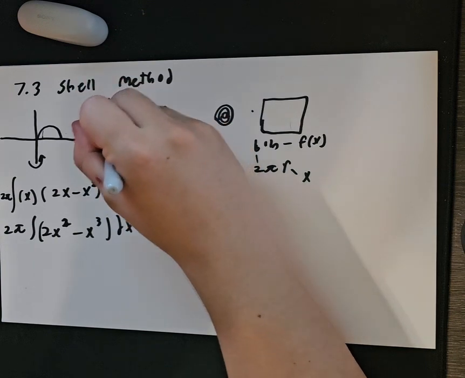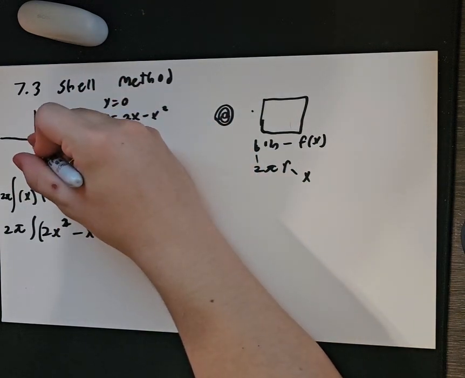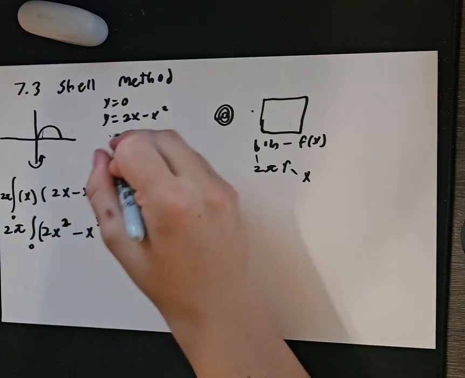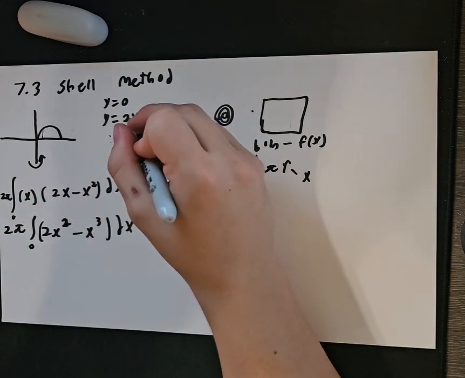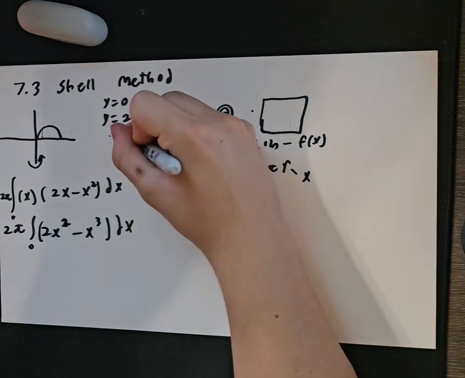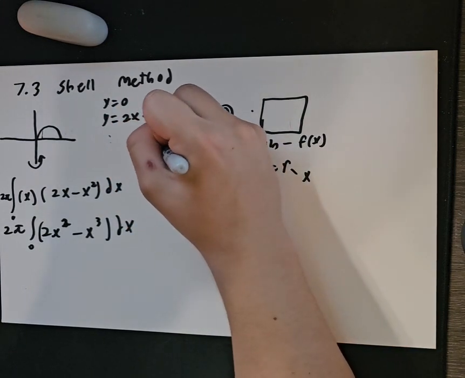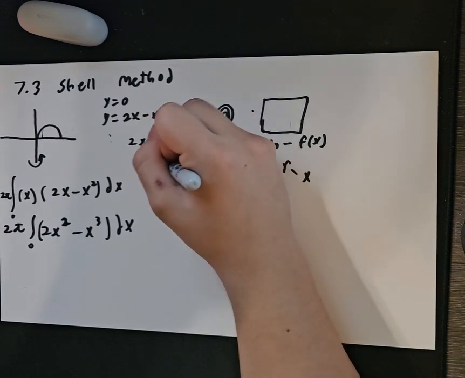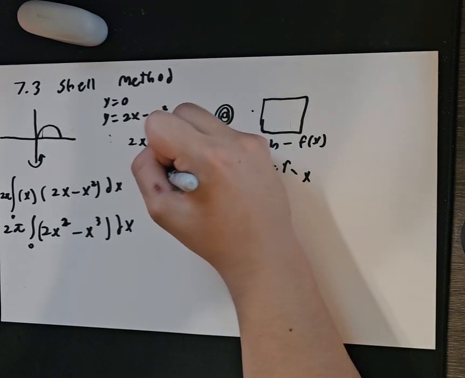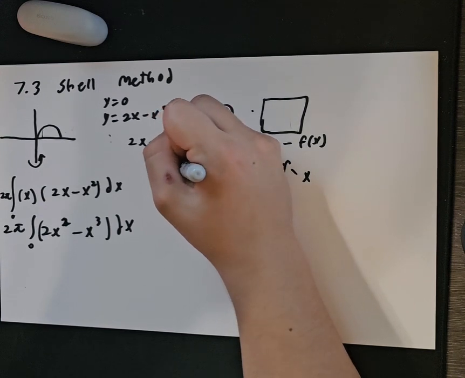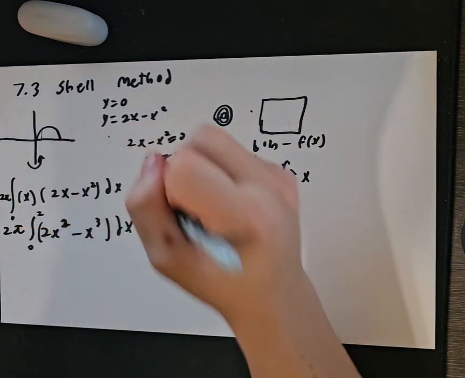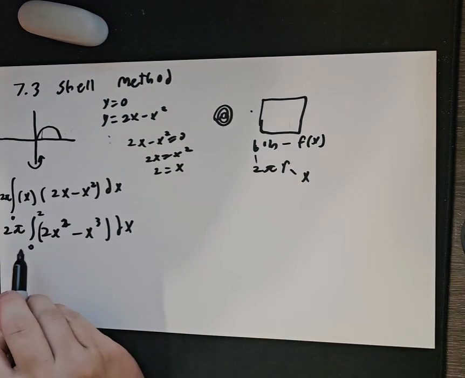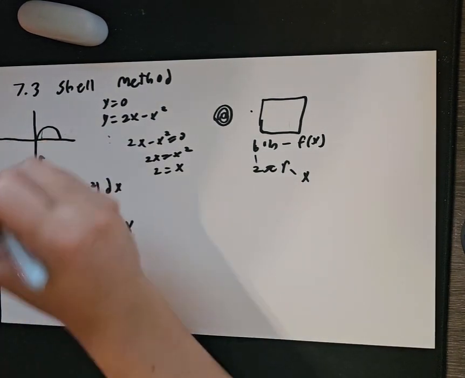And our bounds from here to here, so we need to find when this function equals 0 right here. We already know this is 0, right? And to find when this function equals 0, it is 2x minus x squared equals 0, 2x equals x squared, divide by x, 2 equals x, x equals 2. There's our height. So this is our integral that we need to solve.